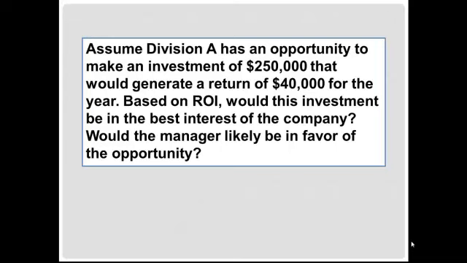Division A has an opportunity to make an investment of $250,000 that would generate a return of $40,000 for the year. Based on ROI, would this investment be in the best interest of the company? Would the manager likely be in favor of the opportunity? So we'll look at it from two different perspectives. That is, corporate headquarters, who says make any investment that is expected to earn greater than 12%. And then from the perspective of the manager, who wants to maximize his performance evaluation.